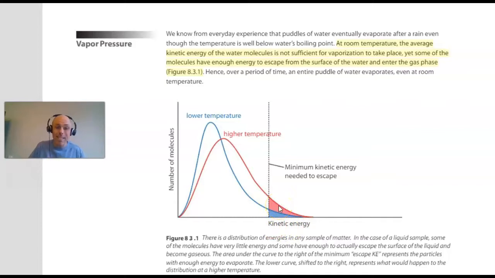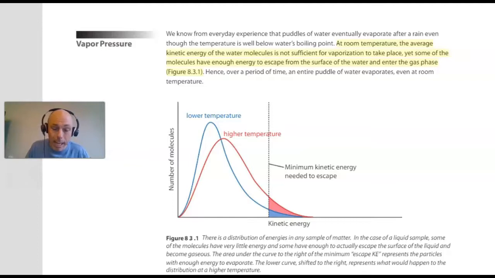What that means is that at a higher temperature, there will be greater vapor pressure because there'll be a higher percentage of vapor molecules above the liquid, exerting a higher vapor pressure. This is evidence that at a higher temperature, the rate of evaporation increases and the vapor pressure above the liquid goes up as well.